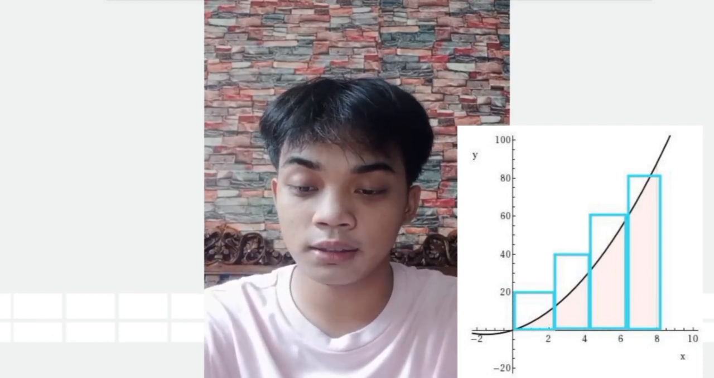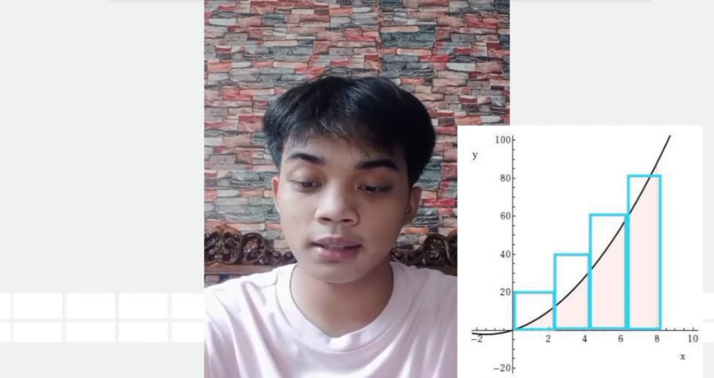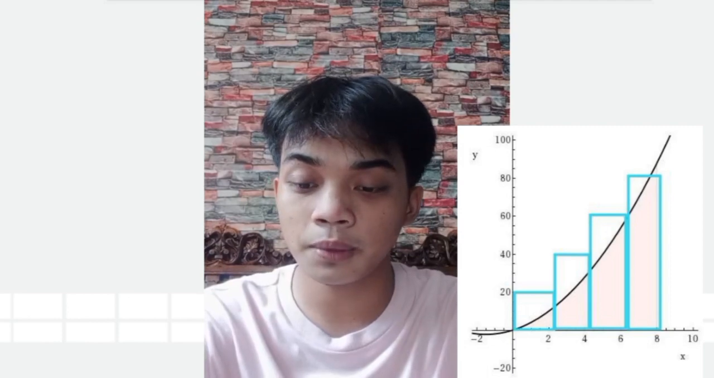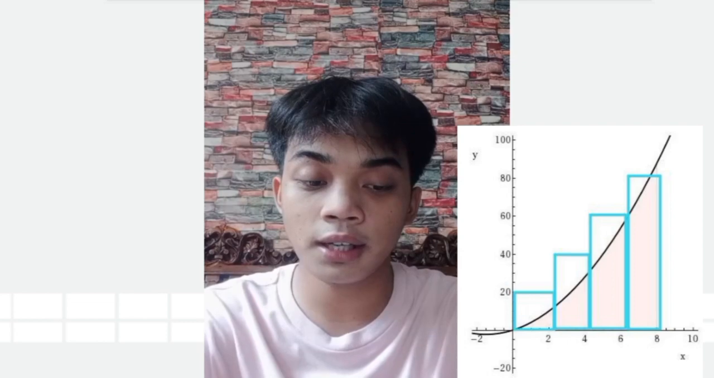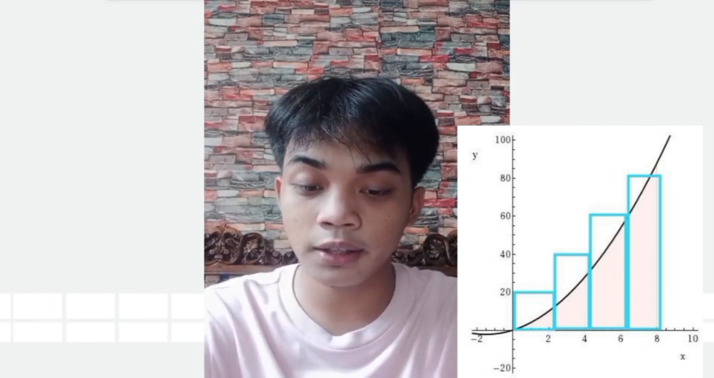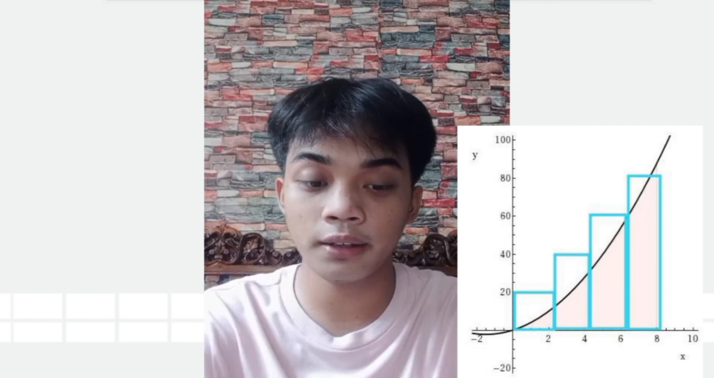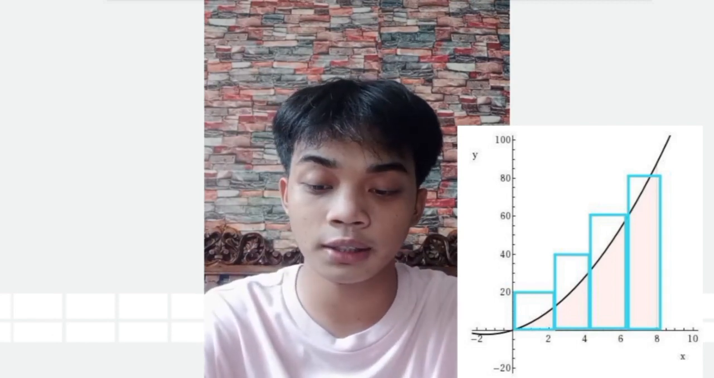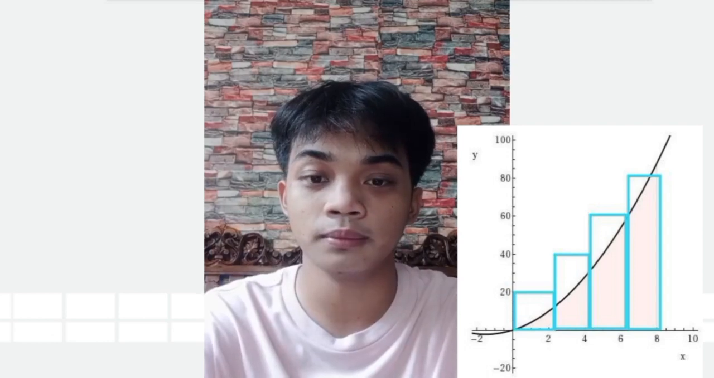Drawing rectangles. For each subinterval, draw a rectangle where the base is the subinterval and the height is the function value at the sample point. These rectangles represent the areas under the curve for each subinterval. Coloring the rectangles. To make the Riemann sum visually clear, the rectangles are colored in. The sum of the areas of these rectangles is an approximation of the area under the curve, which is the Riemann sum.